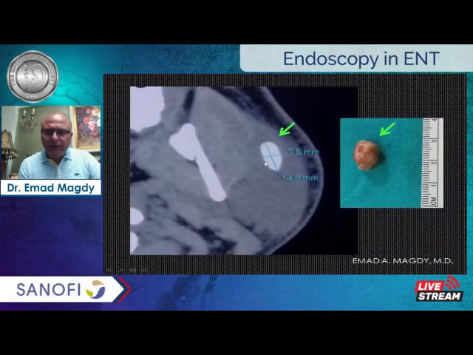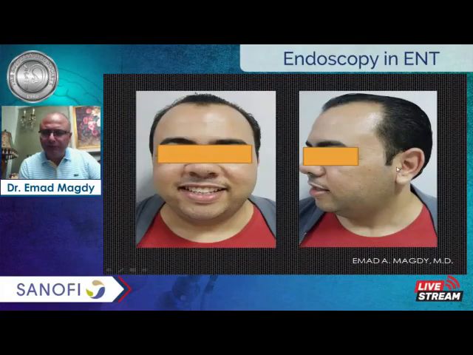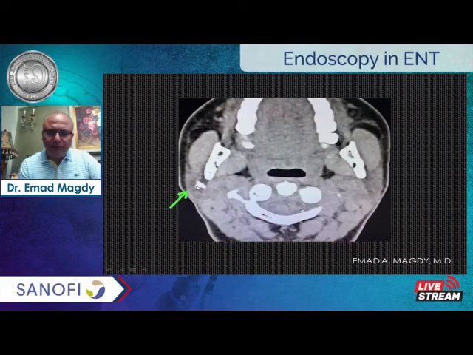This is about 1.5 centimeter stone, a mega stone. And this is the patient post-operatively. You can see a barely notable scar here, and the swelling has gone away, and he has a perfectly normal facial nerve function. Another case with an irregular stone, a Y-shaped stone, a deeply located stone.